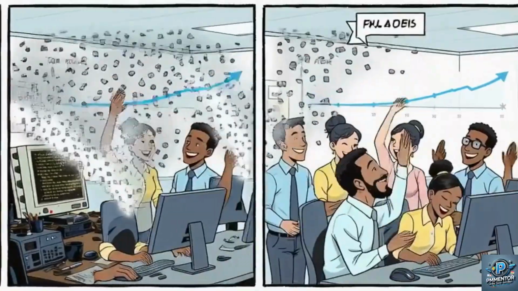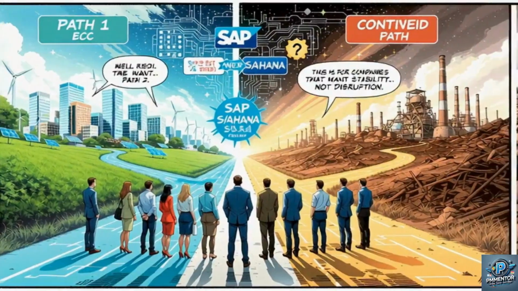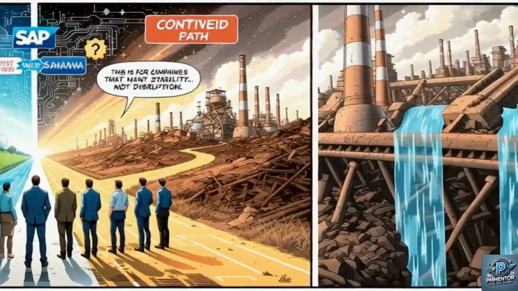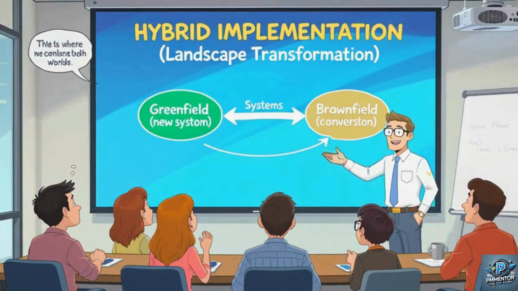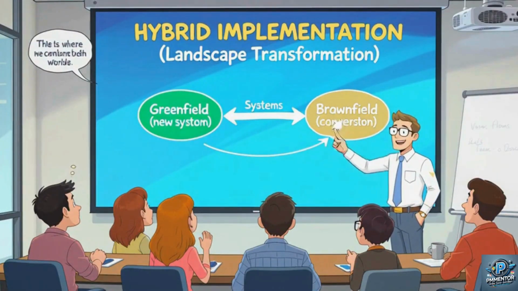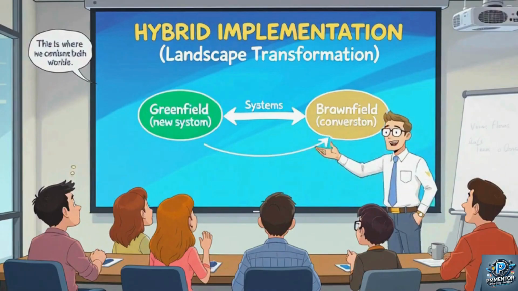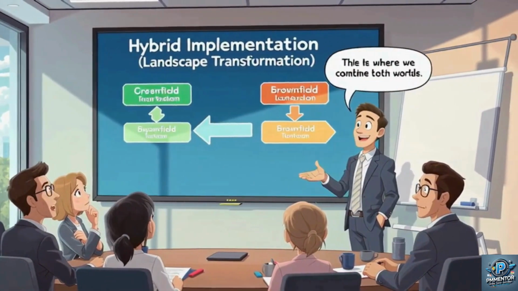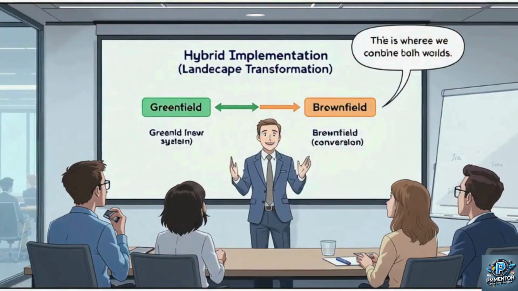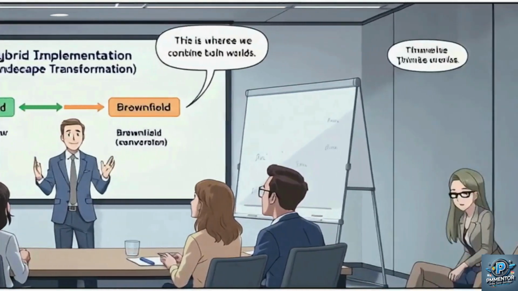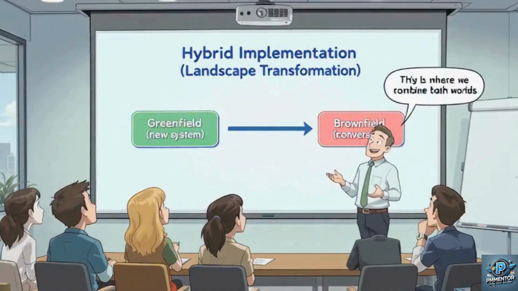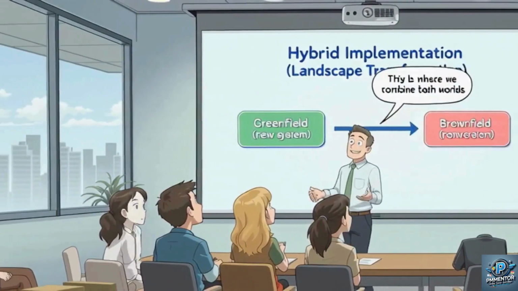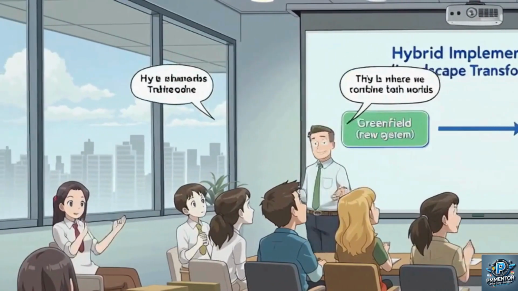So remember, Brownfield is about continuity. It upgrades the system while keeping the existing business structure intact. Now, let's move to the third and most flexible approach, hybrid implementation. Hybrid, also known as landscape transformation, combines elements of both Greenfield and Brownfield. It allows organizations to selectively transform certain parts of their system while retaining others.